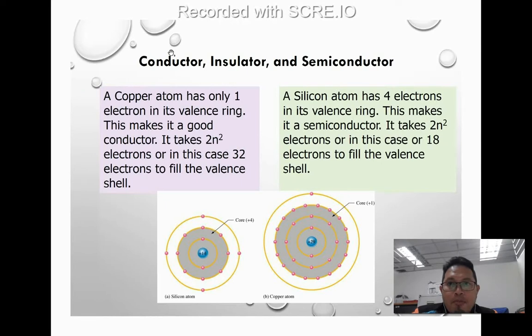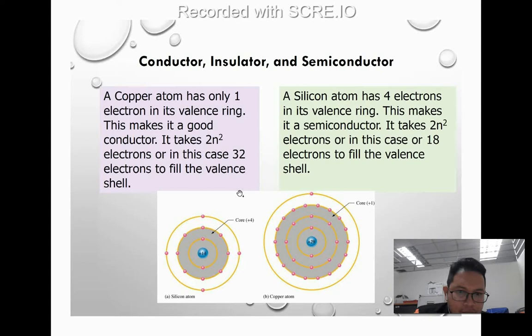Alright, conductor, insulator, semiconductor. When we compare copper and silicon, copper has only 1 electron in its valence ring, the outer ring. This indicates, as I said before, a good conductor. If we calculate by the formula 2n square, in this case 32 electrons are needed to fill up the valence shell.